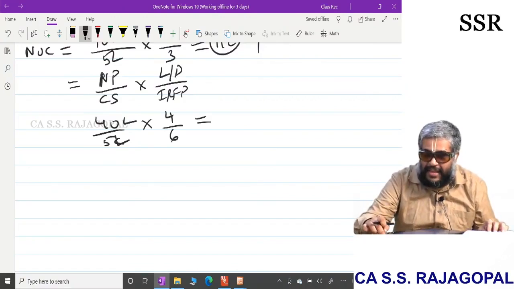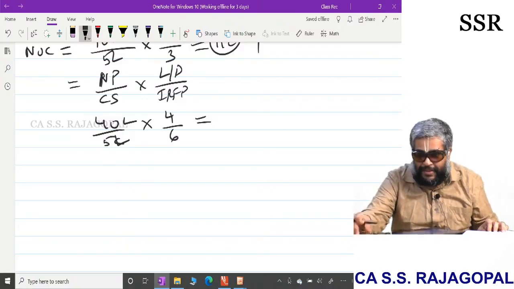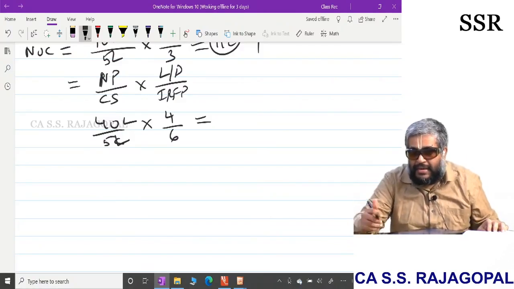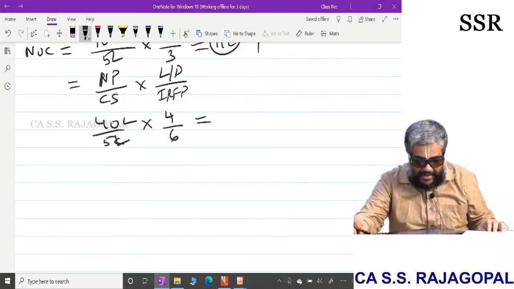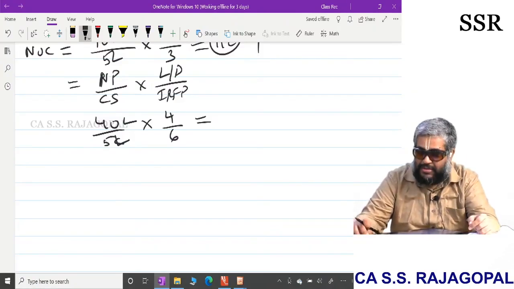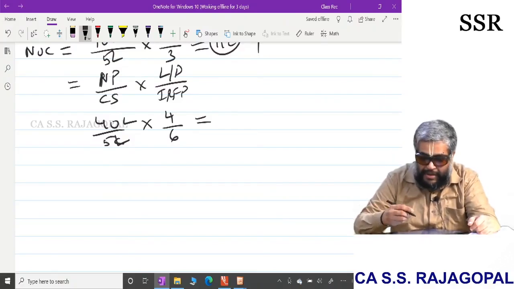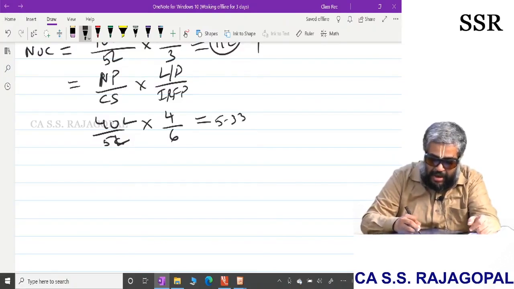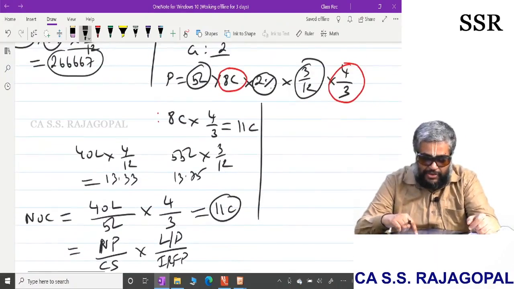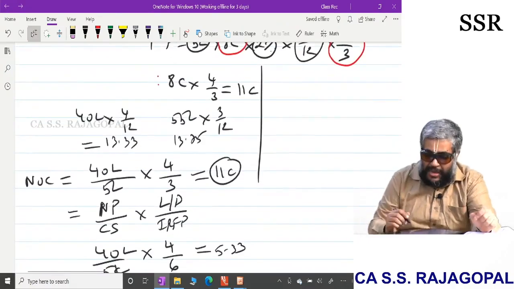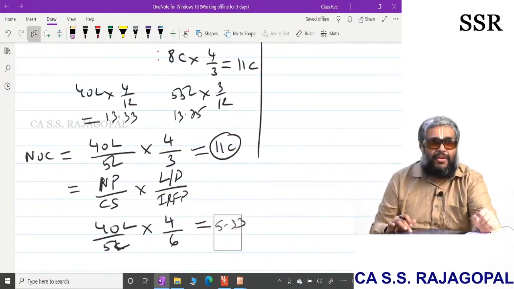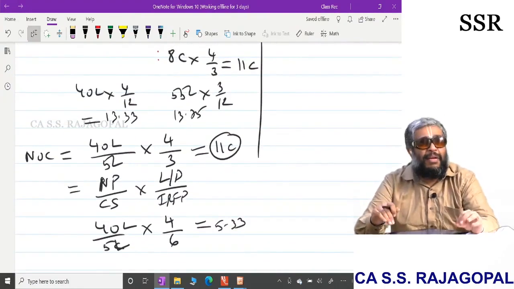It is 40 divided by 5 into 4 divided by 6. That gives you how much? Okay, sorry friends. 40 divided by 5 into 4 divided by 6 gives how much? 5.33 contracts. Everybody understanding? In other words, if I hedge using 6 months interest rate futures, then I have to hedge using 5.33 contracts, because on the right hand side I multiply by 6 by 12.